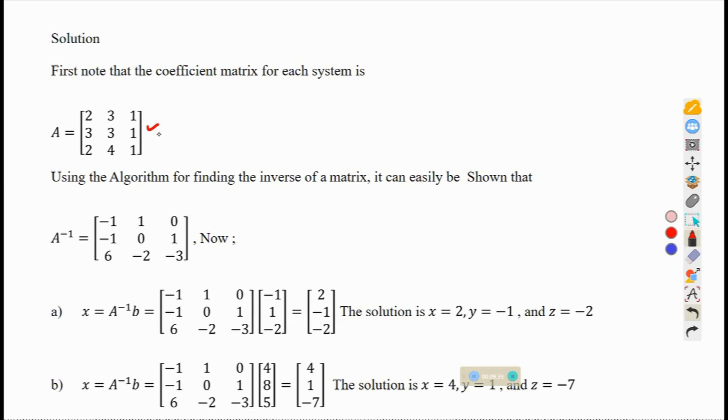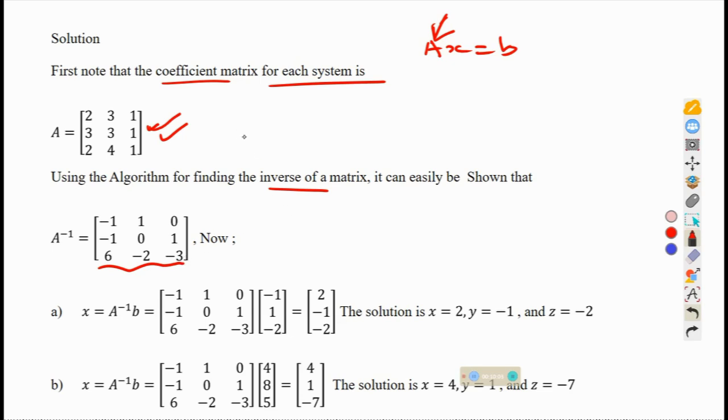Clearly we have seen our A is this. That is, the coefficient matrix for this system is this, having written our system in the form AX equals B. So you are simply interested in this A. Get its inverse, and after getting its inverse, we can look at how best we can solve. Using the algorithm for finding the inverse of a matrix, we can easily show that A inverse is this.